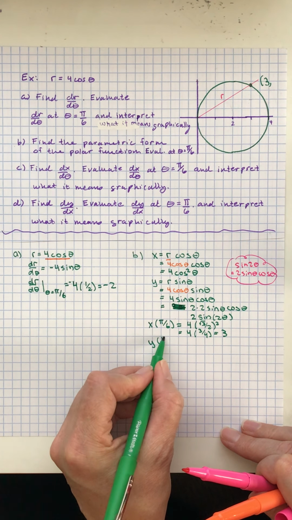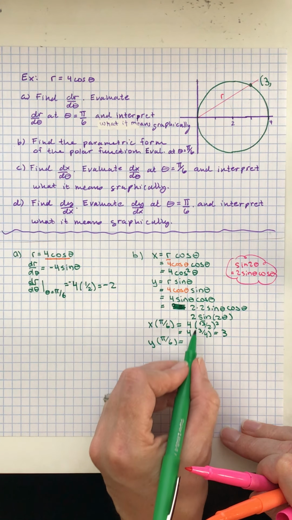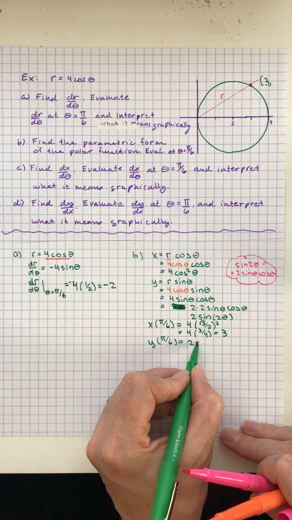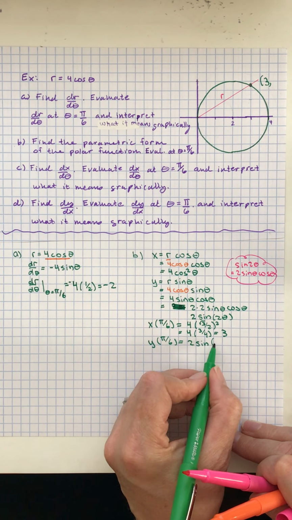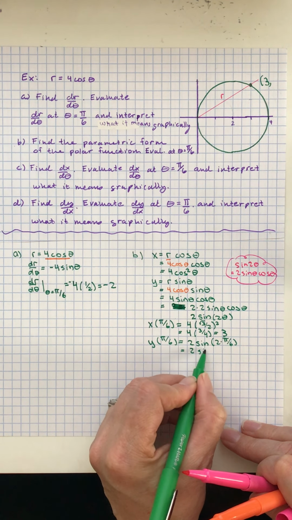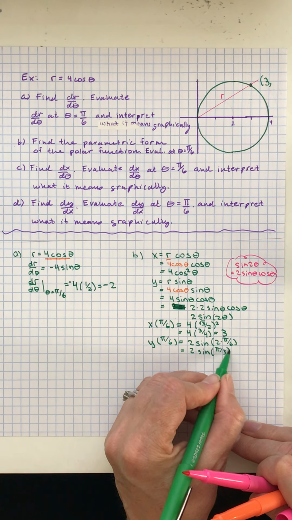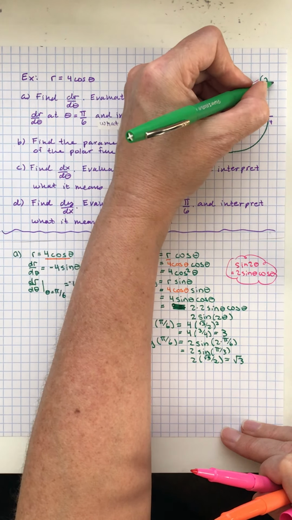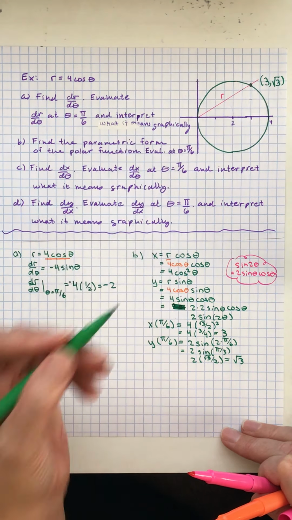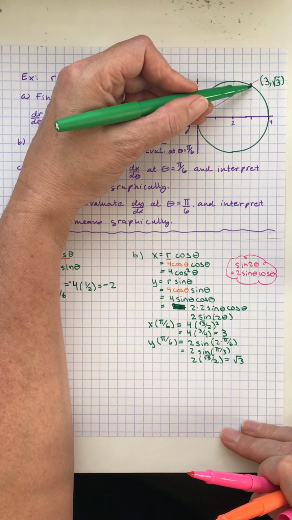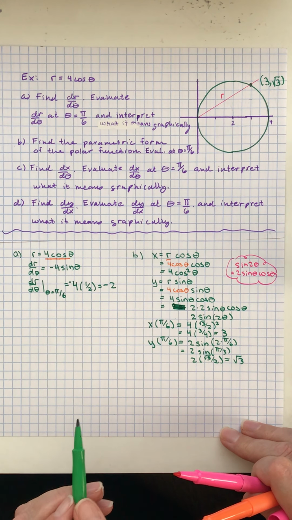And the y-coordinate at pi over 6, we could use any of these formulas here. I guess we'll go ahead and use this one: 2 sine of 2 times pi over 6 will be 2 times the sine of pi over 3, which will be 2 times root 3 over 2, or root 3. So the y-coordinate here is exactly root 3, which is about 1.7. This is 1, 1.5, 1.7, so that looks pretty reasonable.